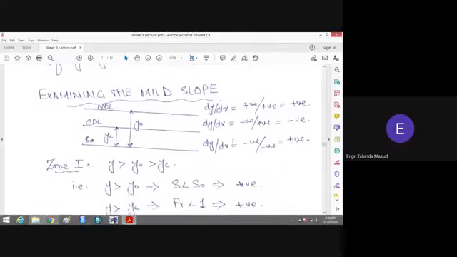Okay, let's now examine the mild slope. Again, we have taken an example of mild slope first. Here you have a slope of the channel bed, then you have a critical depth line, then you have a normal depth line.